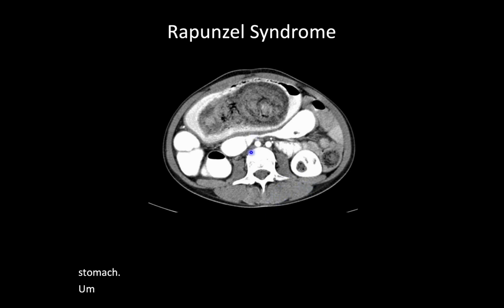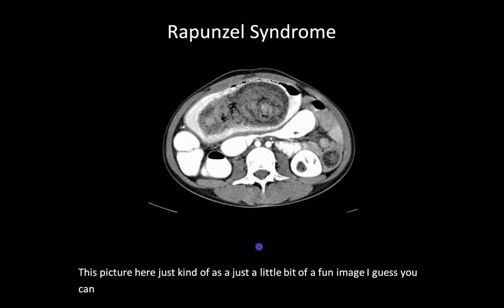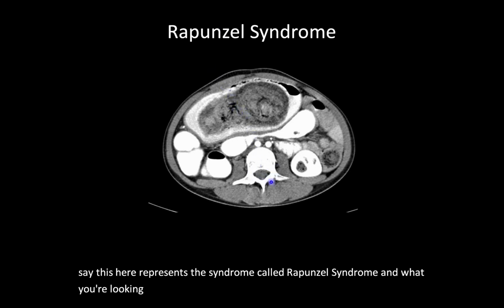This picture here is just a little bit of a fun image, I guess you can say. This here represents a syndrome called Rapunzel syndrome. And what you're looking at, of course, this here is the vertebrae right in here.